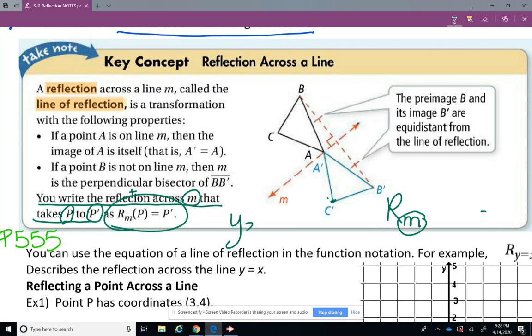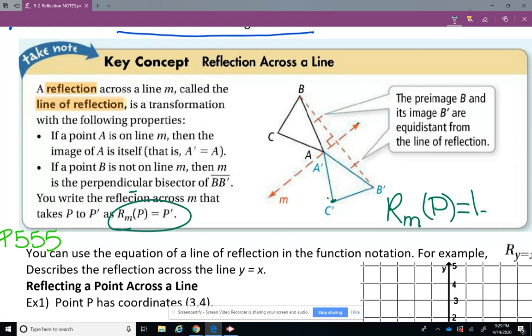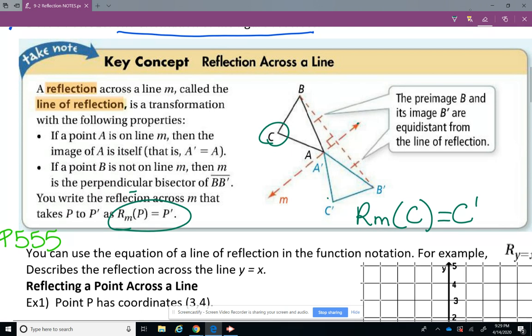It's kind of like when we did y2 minus y1. That 2 and 1 were called subscripts. So you put the subscript below, you put the line that you're reflecting it over. So the reflection across line M of point P will result in P prime, just like we did yesterday, the pre-image and the image. So if I was going to do point C, I would say the reflection across line M of point C gives me C prime. Okay, kind of like a rule.